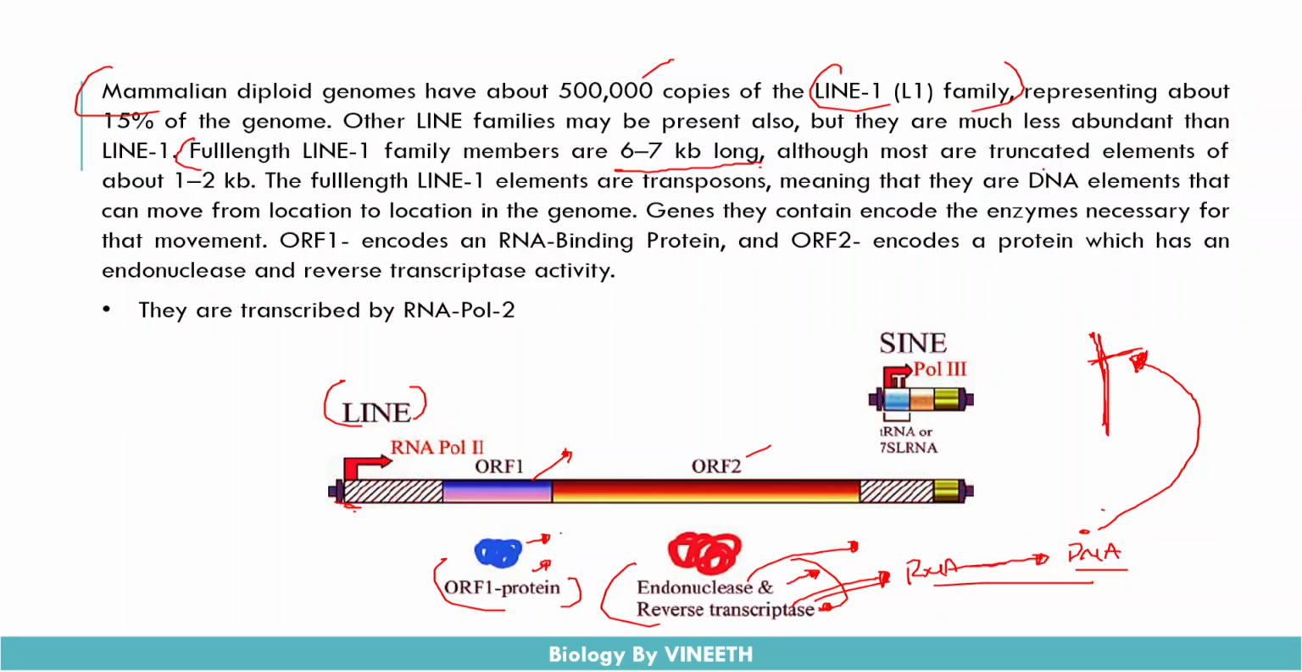Most of them are truncated elements of about 1 to 2 kilobase pairs. That means they are the truncated versions, the broken versions of these 6 to 7 kilobase pair long molecules. These LINE-1 families are dispersed throughout the chromosomes, and by utilizing enzymes like endonuclease and reverse transcriptase, they move to different locations. This is the information about the LINEs.